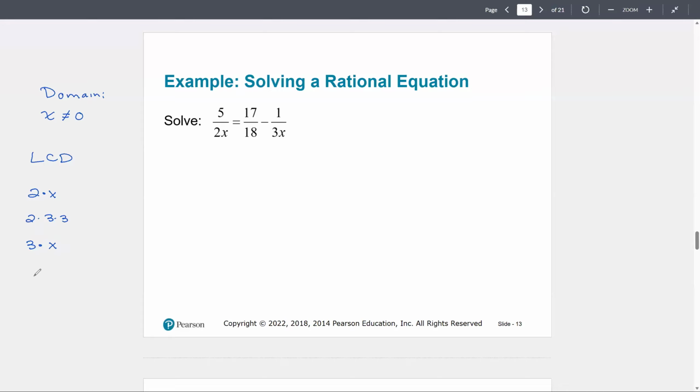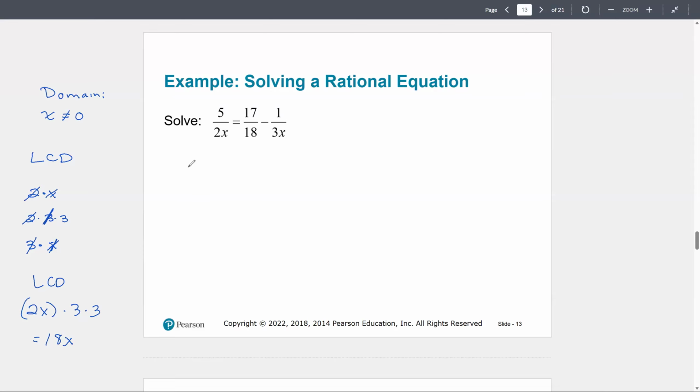So my LCD is, remember, keep the ones of the first one, so 2x. So once I have the 2, I don't need another 2. And then once I have the x, I don't need another x. And then I have 3. So once I use the 3 in this denominator, I don't need this 3. And then I just have an additional 3. So that's going to be 18x.